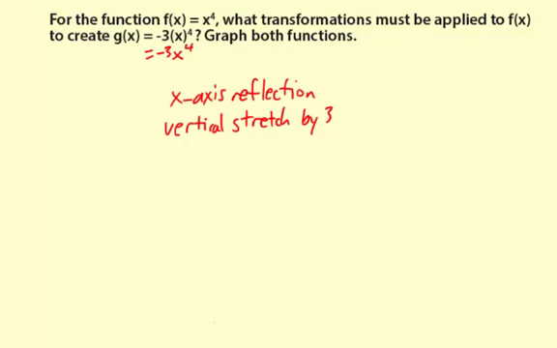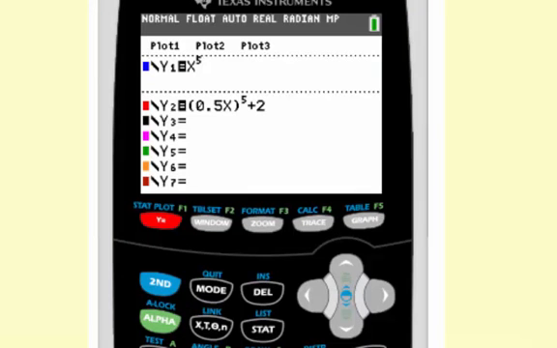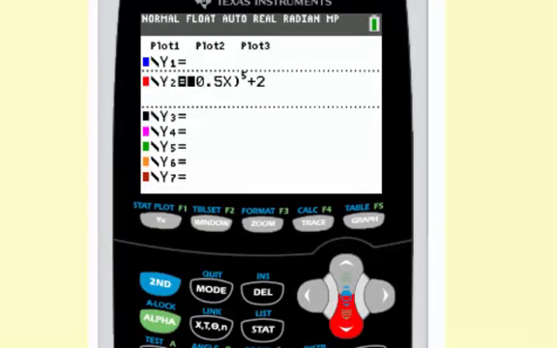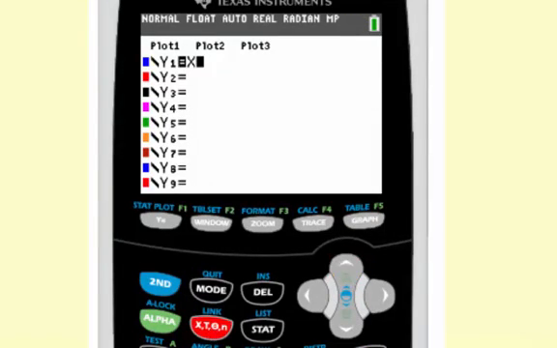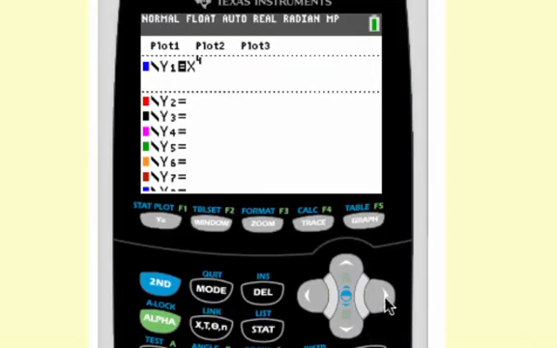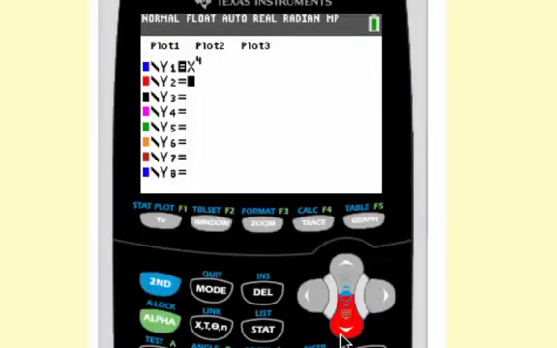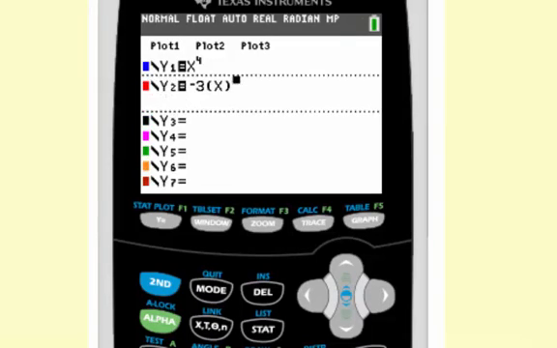So now let's graph both of these on the calculator and see what it looks like. Okay, so I'm going to clear out my old functions. And then my first one is f of x equals x to the fourth, so I'm going to do x to the fourth power just like that. And the next one is negative 3, and then I'm going to put the x in parentheses. You really don't have to, because this calculator does order of operations.